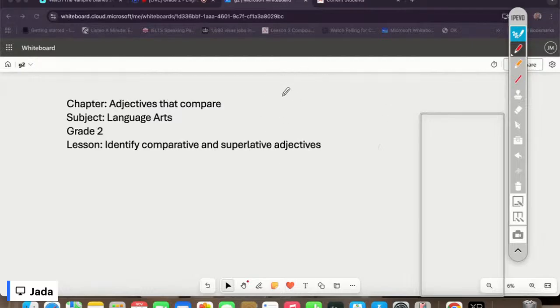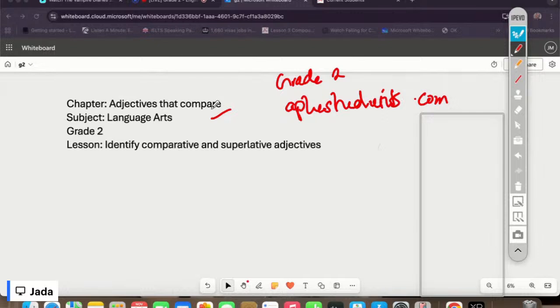Today we will have adjectives that compare. First, you have to log in using the aplusstudent.com. Click on Move On to Language at the grade 2. The chapter is adjectives that compare. The lesson is identify comparative and superlative adjectives.